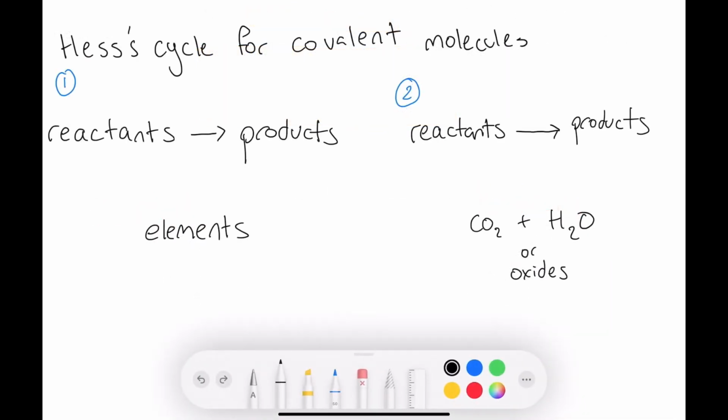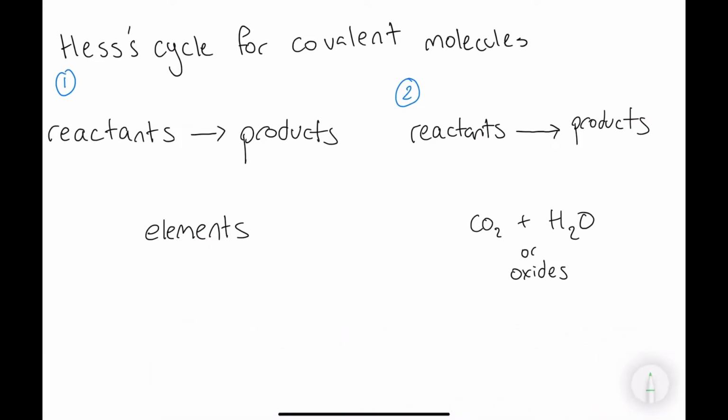Luckily, using Hess's cycles for covalent molecules is really easy. We only need to use the enthalpy of formations or the enthalpy of combustion. For formations, we are saying the enthalpy change from the elements to the different reactants or from the elements to the different products. So the direction of the arrows drawn for this Hess cycle is you go upwards. This is for enthalpy of formation. One easy way to remember this is that plants form or grow upwards. So, upwards.